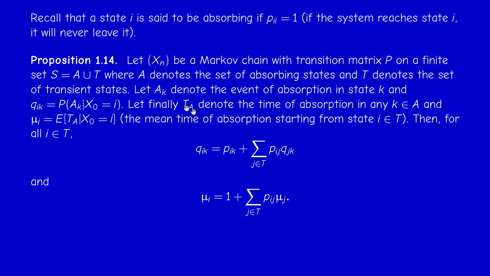This is, of course, a random variable. Consider the mean time of absorption starting from state I, which I call mu_I. This is very important because many games actually possess some absorbing states, and we need to estimate the mean time of absorption, or the mean time till the end of the game.